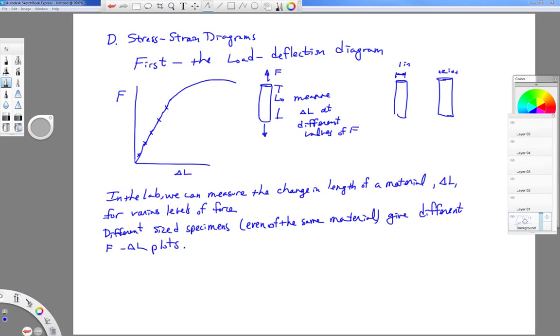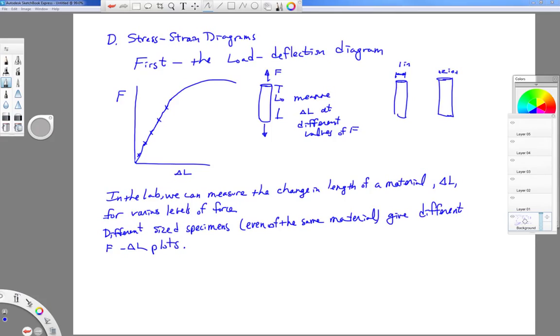All right, so just to say this again, we can go into the lab, we can measure the change in length of the material, that delta L, for different levels of force. And even if we have the same material, different size specimens can give different force deflection plots. Somehow we need to take the effect of size out of this. What we want is a plot that can be good for any size specimen that we take for any particular material. This is important.